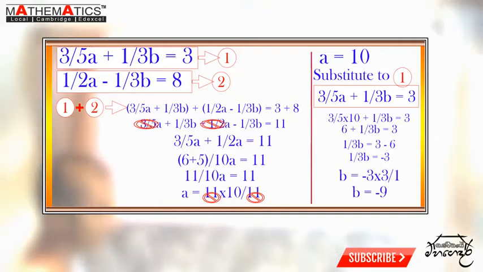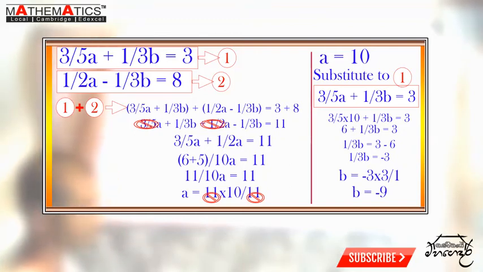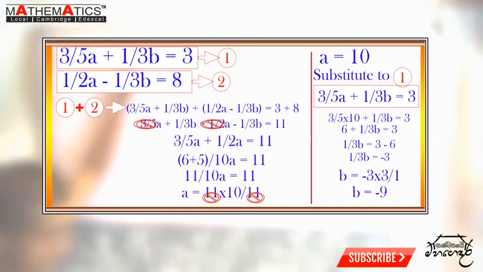Now you can move this 1 and 3 from the left side to the right side. After you move them from the left side to the right side, you can write it as b is equal to minus 3 multiplied by 3 over 1. Now after that, there isn't any value for this 1, because of that reason, you can write the value directly, which is b is equal to minus 9.